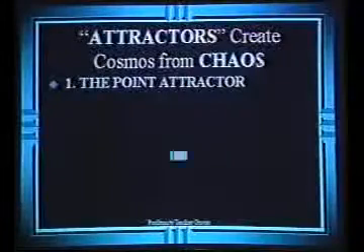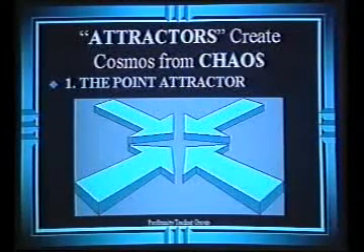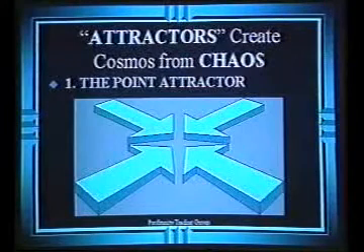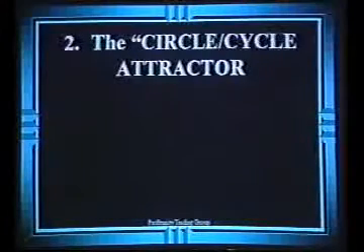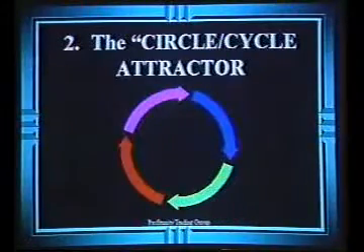Reviewing once again, today we're looking at two of the four general attractors. We're looking at the point attractor, which is the simplest, controls the simplest behavior. Then we're looking at the circle cycle attractor, which controls seasonality and anything that goes in a circle or a cycle, like bull markets and bear markets and sideways markets.